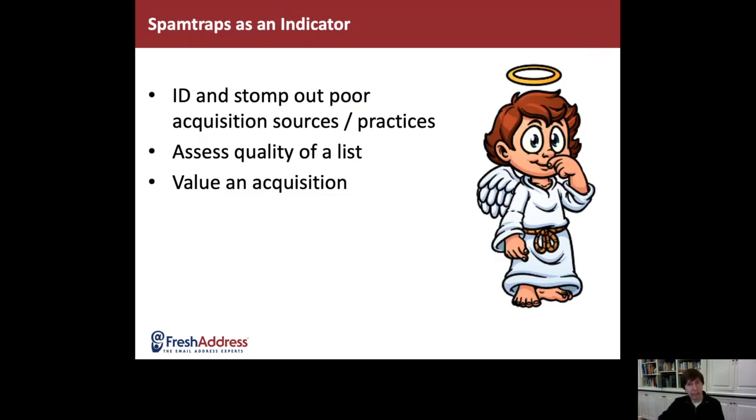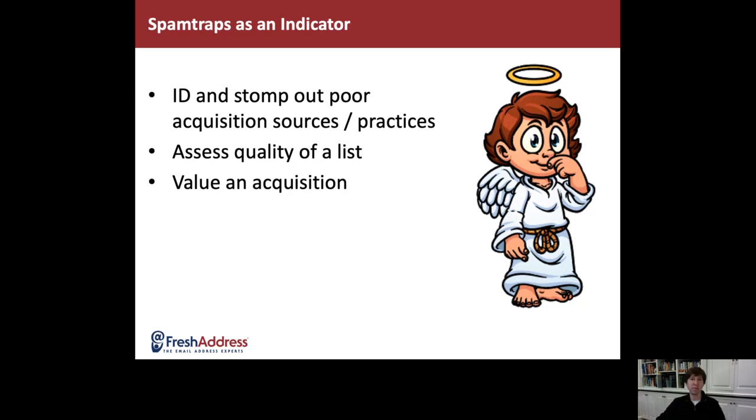And spam traps are an indicator and can be helpful to you as a marketer. Spam traps, for example, can help you ID and stomp out poor acquisition practices or poor sources of data that you have. They can help you assess the quality of a list that's coming in. Maybe you're evaluating a new provider who supposedly does great lead gen, or you're trying to evaluate a list that you're going to rent. Obviously, the presence of spam traps on it is a sign you want nothing to do with that, right?